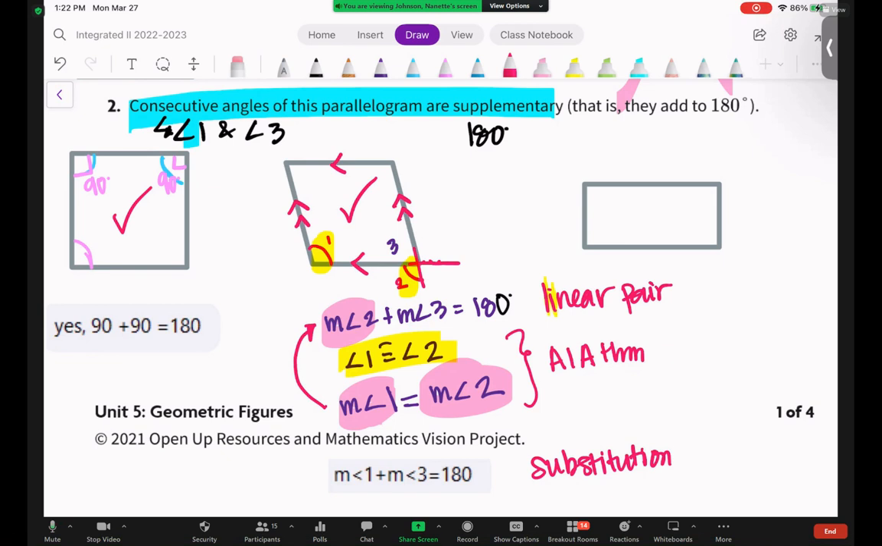So they just want to know, is this angle here, I'm going to call it angle 5, and this angle here, angle 6, do those add up to 180? Do you think those add up to 180? So I got a bunch of yeses. The answer is yes. Now why?